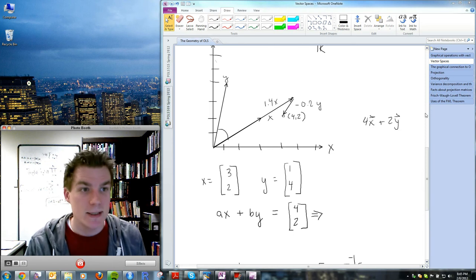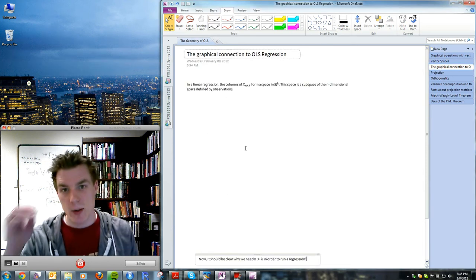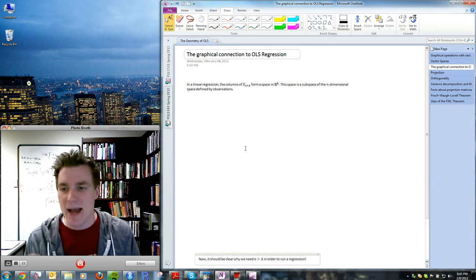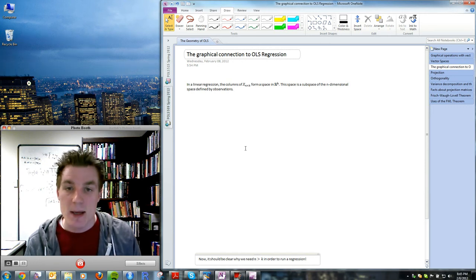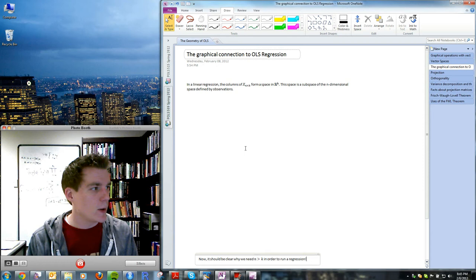Alright, now what I want to do is get to the graphical connection to OLS regression. So we've set up a lot of facts in abstract mathematical terms. Now we're going to pay off on that in OLS.